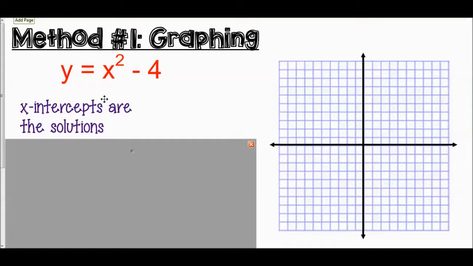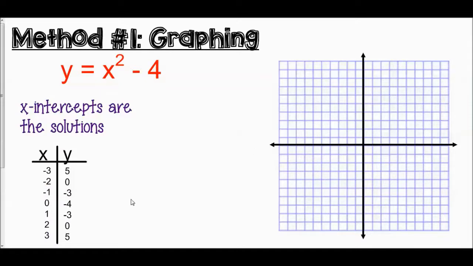The first method of solving quadratics that we're going to see this chapter is graphing. So let's take this equation of y equals x squared minus 4. Keep in mind that the x-intercepts are the solutions. So if we were to graph this, we would make this table, and this would make sense if I put negative 3 in there. Negative 3 squared is 9. 9 minus 4 is 5. If I put 0 in there, 0 squared is 0. Minus 4 is negative 4. If I put 2 in there, 2 squared is 4. 4 minus 4 is 0.